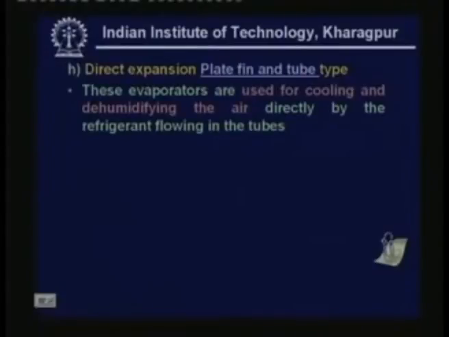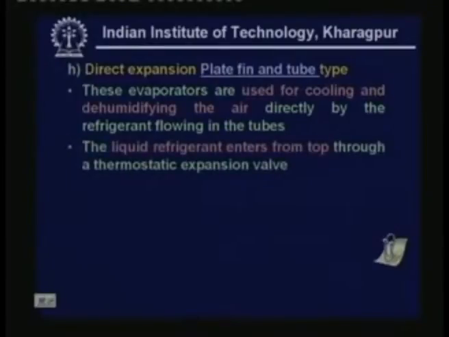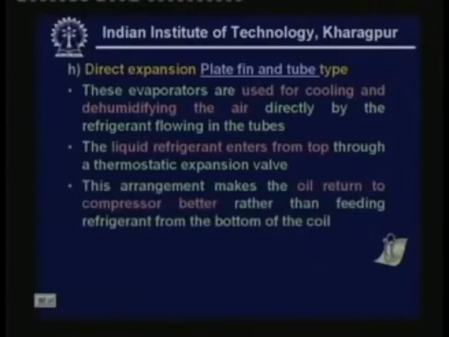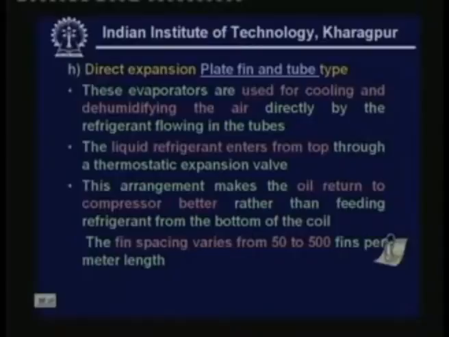These evaporators are used for cooling and humidifying the air directly by the refrigerant flowing in the tubes. The liquid refrigerant enters from the top through a thermostatic expansion valve. This arrangement makes the oil return to the compressor better rather than feeding refrigerant from the bottom of the coil. The fin spacing varies from 50 to 500 fins per meter length.